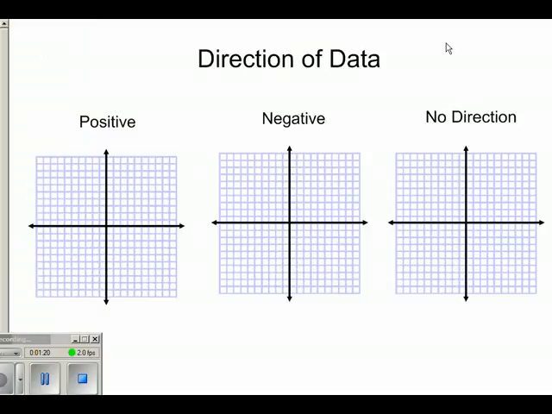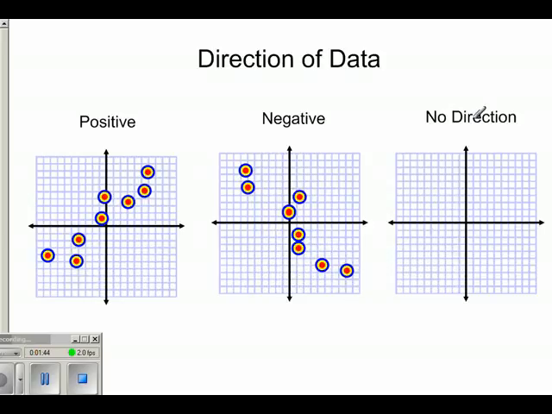When we talk about direction of the data, we're looking for positive, negative, or no direction. The easiest thing to remember is positive means that my graph is going uphill. So it's this scenario where I'm going uphill. Negative is the opposite. It's downhill. So I'm plotting my data and my data is going downhill.